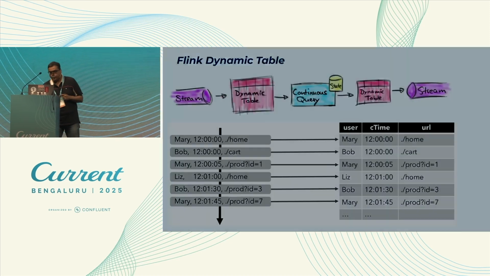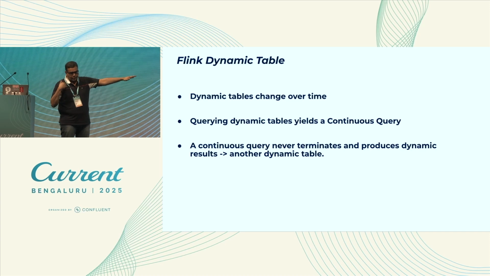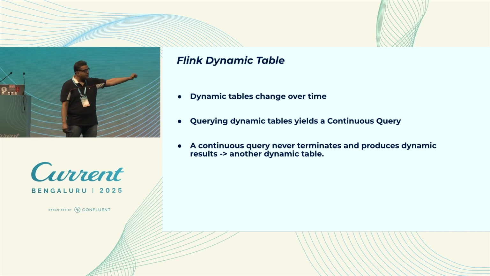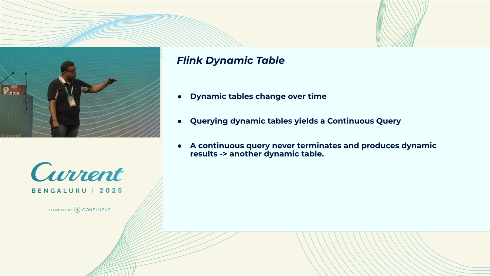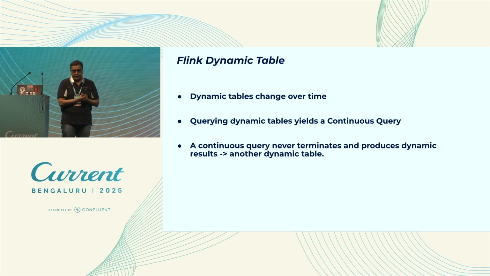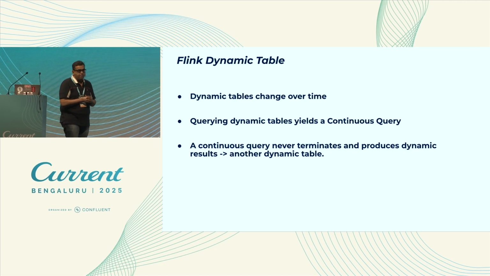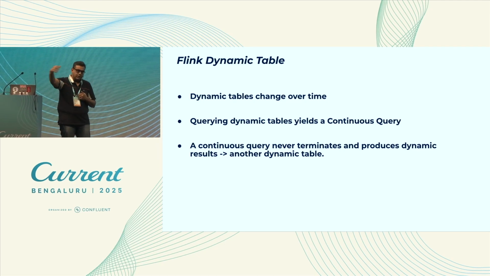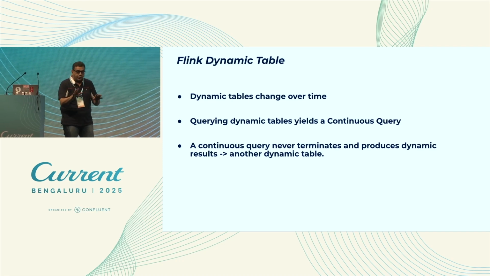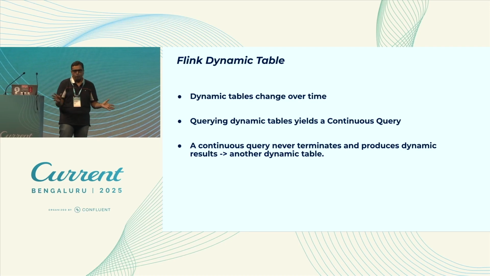So quickly, let's recap it. A dynamic table would change over time because data keeps on getting added. Querying dynamic tables would yield a continuous query. That query perpetually keeps on running. And then a continuous query would produce another Flink dynamic table, which is like the result of my query. And that can appear as a Kafka topic to me, so that I could have my downstream applications pulling the data. But this time the data is transformed, aggregated, deduplicated, joined, null values removed, and all those things.